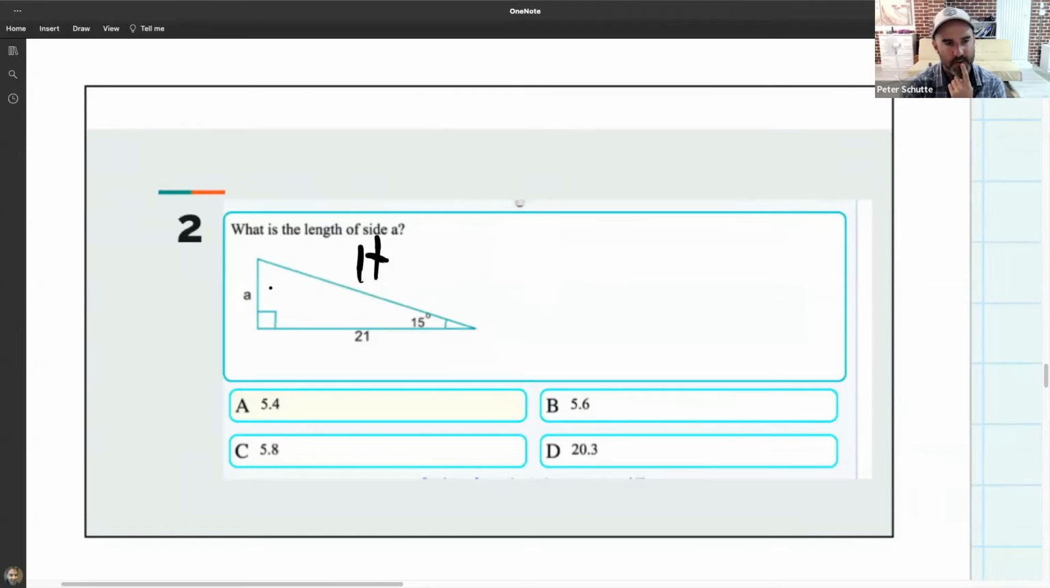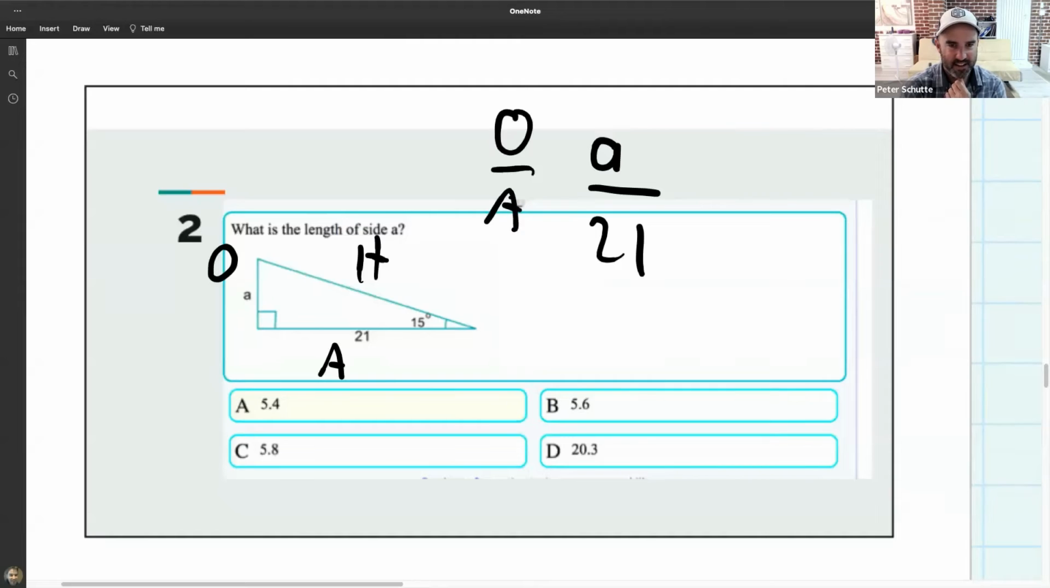So it's a bit confusing because it's O, but it's called A. And then this would be A. I like to use capital letters for my sides so I don't get confused. Okay, so answers are coming in. I want to know O over A, and A over 21 is going to be the tan of 15. Just make sure I've got that right, because my brain is like, definitely O, definitely A.